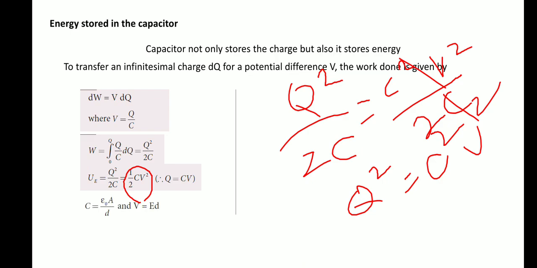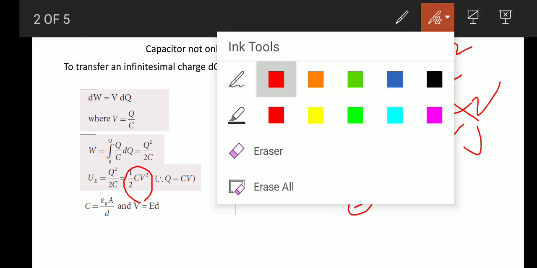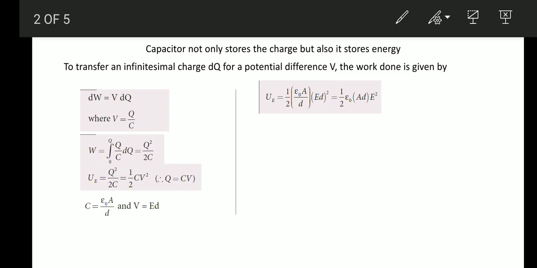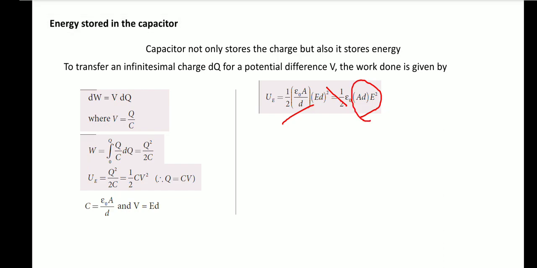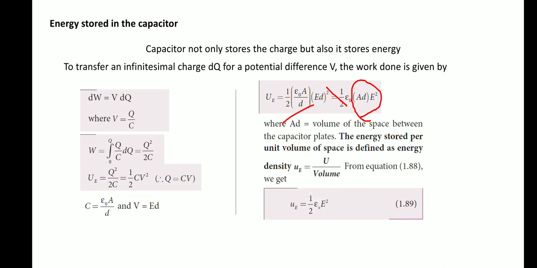Then we know the formula for capacitance of the parallel plate capacitor, epsilon naught A by D, and the potential difference between the plates is ED. Substituting the C and V values in the above equation, we will get 1 by 2 epsilon naught A D E square, because here D and D square, one D gets cancelled. Area into D will be a volume, where AD is equal to the volume of the space between the capacitor plates.